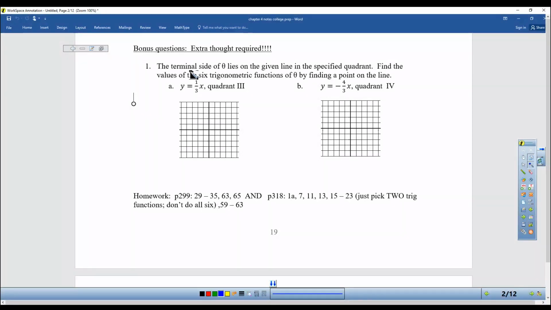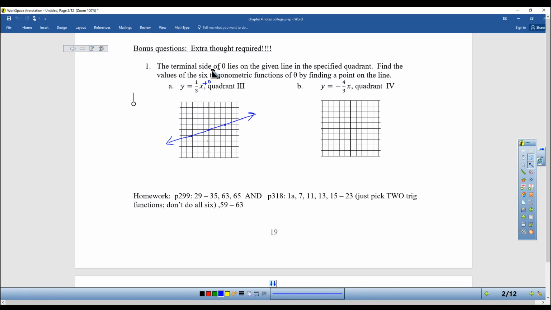So it says the terminal side of theta lies on the given line in the specified quadrant. So the first thing you're going to want to do is graph that line. If it were to put the b there, it would be 1/3 x plus 0. So I'm going to start at 0 and then go up 1 and over 3. I can't keep doing that, but I can go down 1 and back 3, and I can make a nice line.